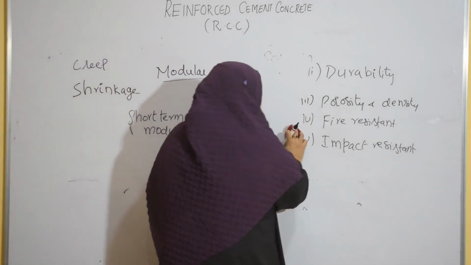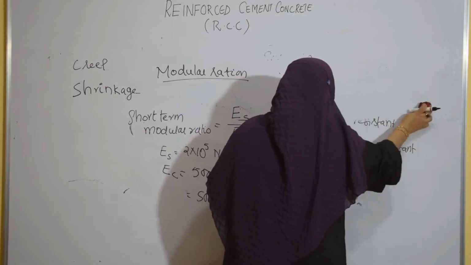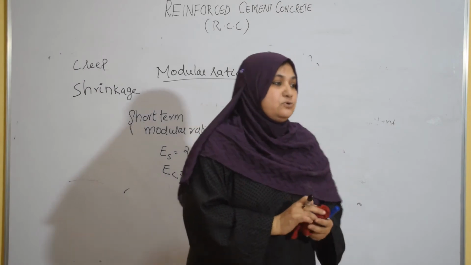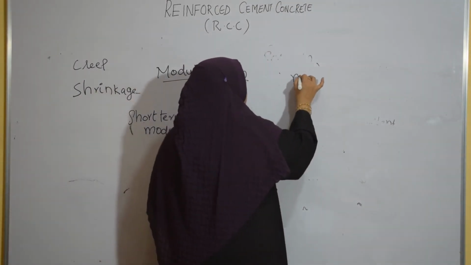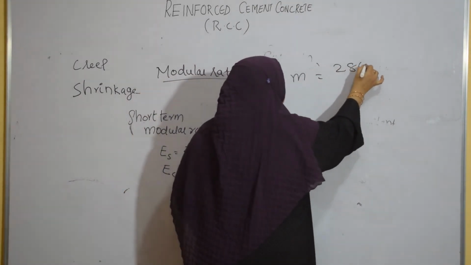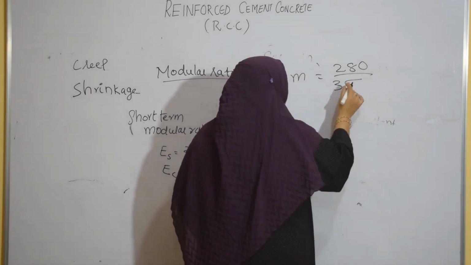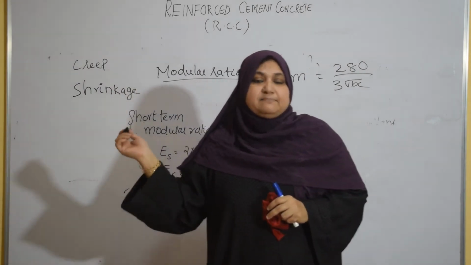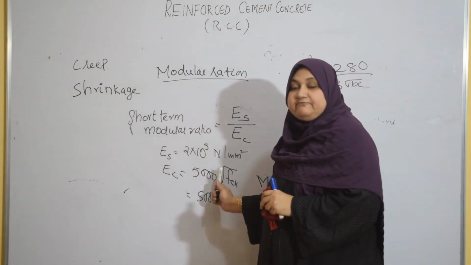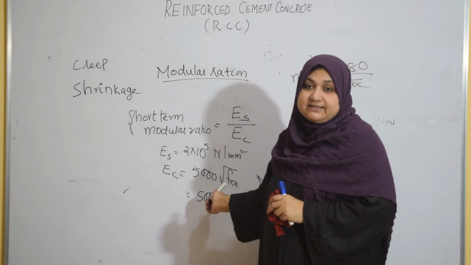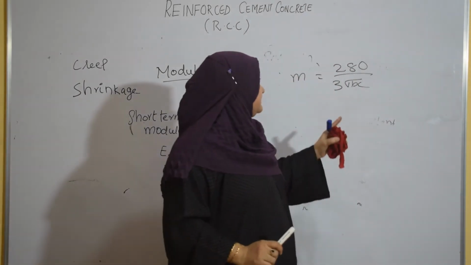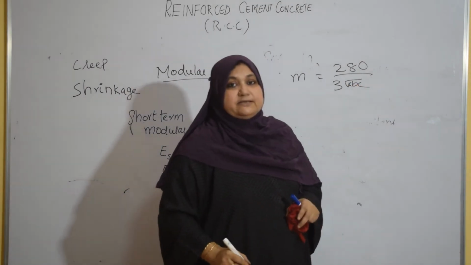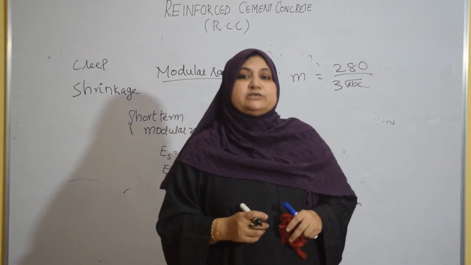Then come to the long-term modular ratio. In IS 456, the long-term modular ratio is given by 280 by 3 sigma cbc. Sigma cbc is the same as fck. In the limit state method we use compressive strength or characteristic strength as fck, and in the working stress method we use sigma cbc. This is the permissible compressive strength in concrete. They are one and the same, only the notation is varying.